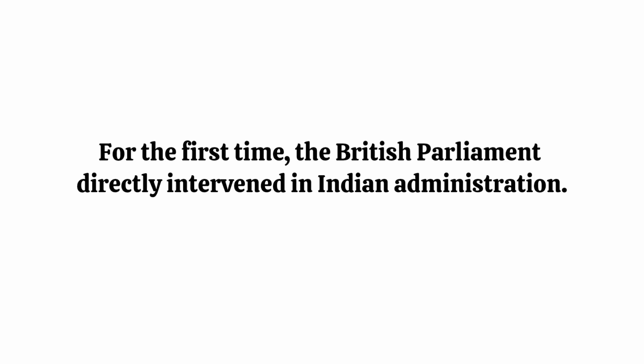Second, it created an executive council of 4 members to assist the Governor General. Third, it established the Supreme Court at Calcutta in 1774. This was the first Supreme Court in India. Important significance. For the first time, the British Parliament directly intervened in Indian administration. This marked the beginning of centralized administration.